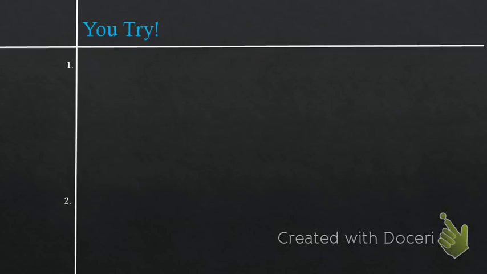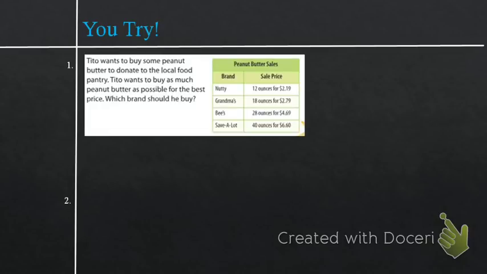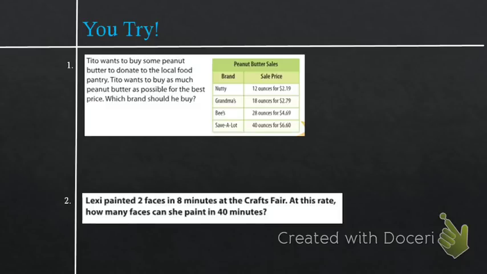This last slide is all that you are going to try. Your first one is: Tito wants to buy some peanut butter to donate to a local food pantry. Tito wants to buy as much peanut butter as possible for the best price. Which brand should he buy? And your second you-try is: Lexi painted 2 faces in 8 minutes at this crafts fair. At this rate, how many faces can she paint in 40 minutes?